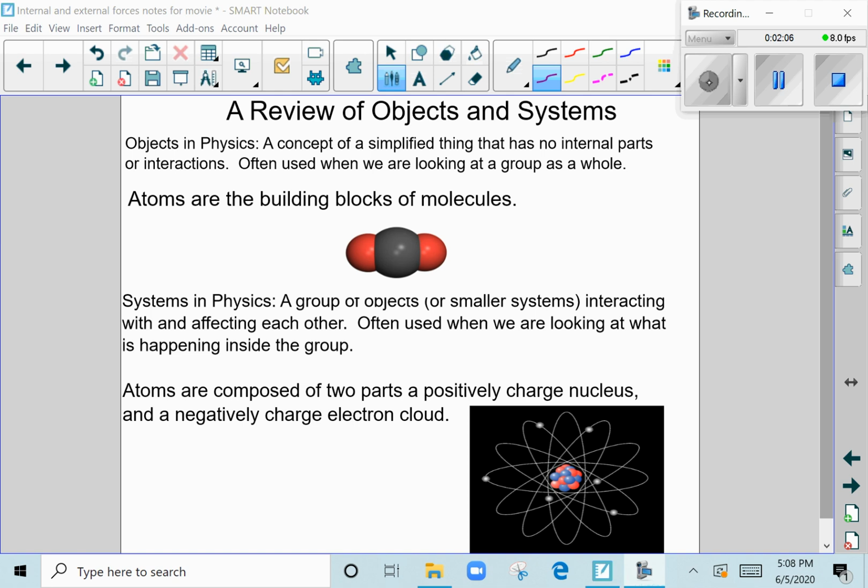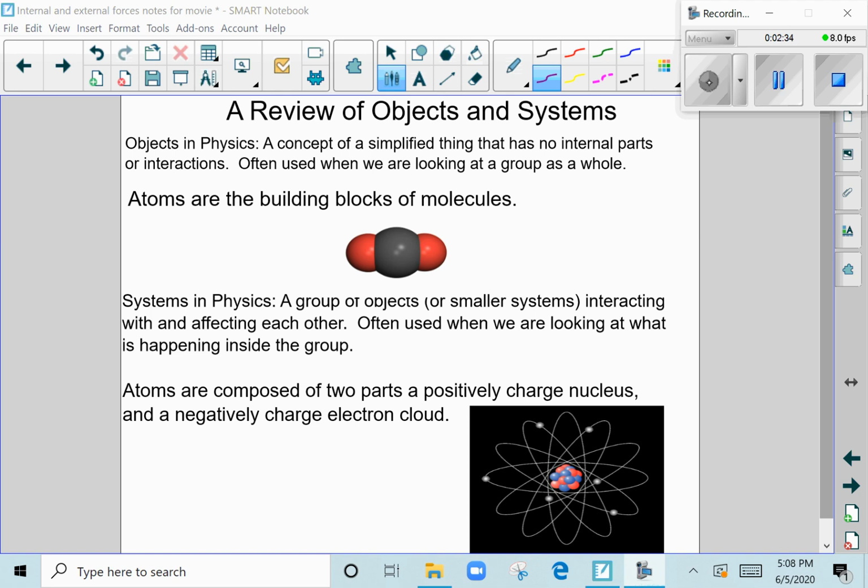However, a system, again, is a group of objects or even smaller systems that interact and affect one another. We often use a system point of view when we're looking at what's happening inside the group, because an object doesn't have an inside, so we can't ever consider what's going on because we ignore it. However, when we view it as a system, then we can consider what's going on in the interior because we recognize it has one.